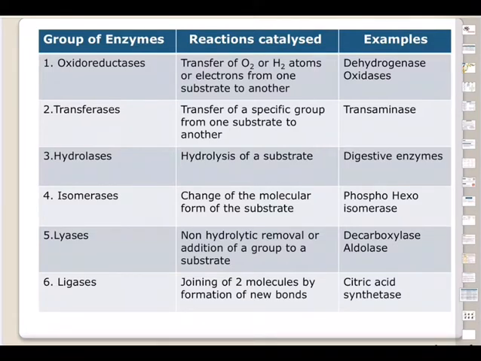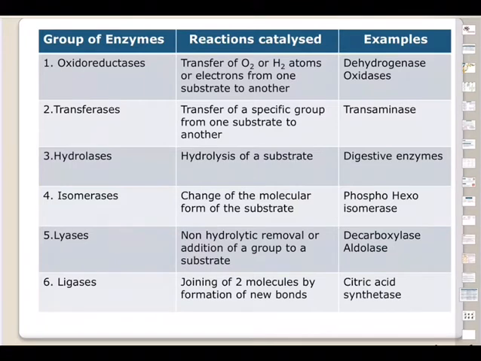The first one is oxidoreductases. These catalyze oxidation as well as reduction between two substrates, that is S and S dash. That means transfer of oxygen and hydrogen atoms or electrons from one substrate to another. Example, dehydrogenase, oxidase. And the second one is transferases.